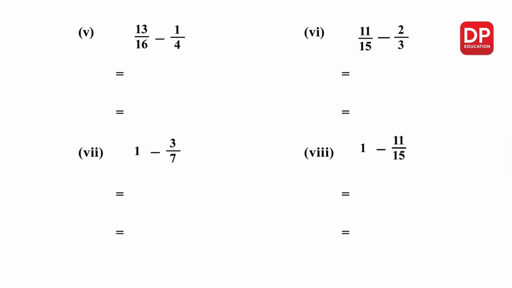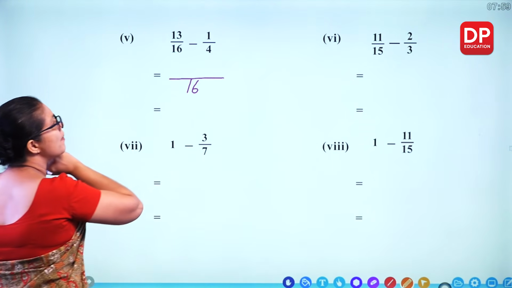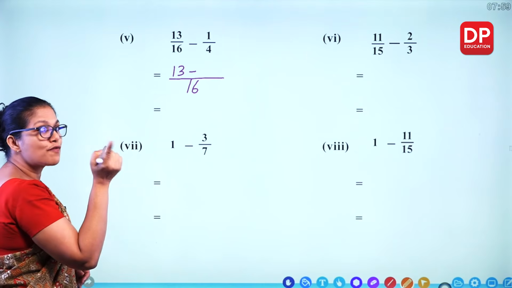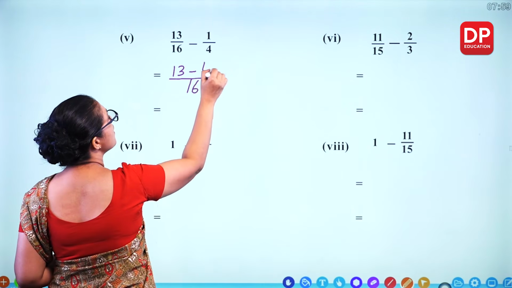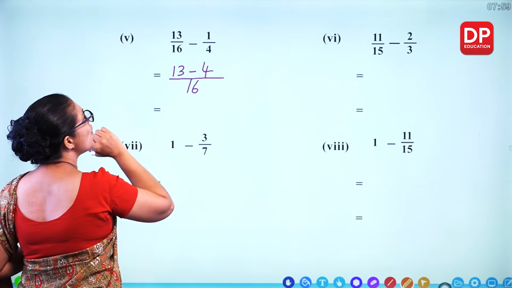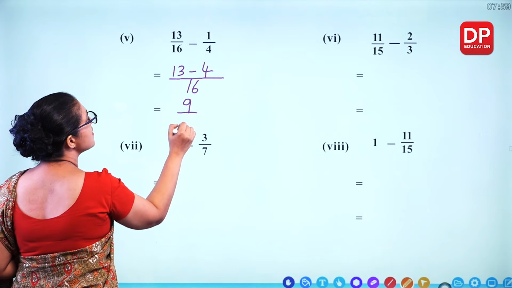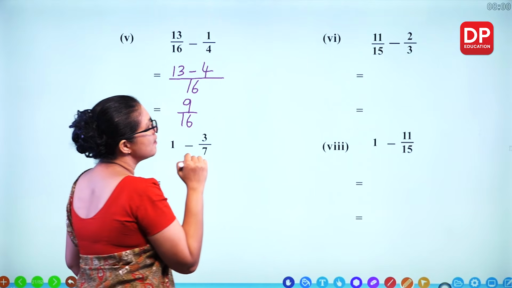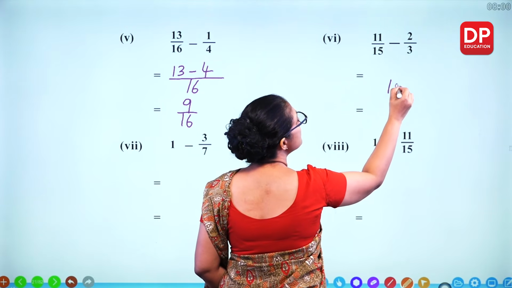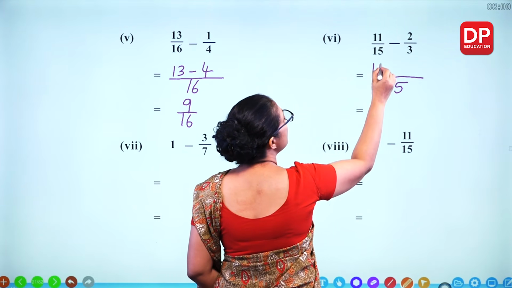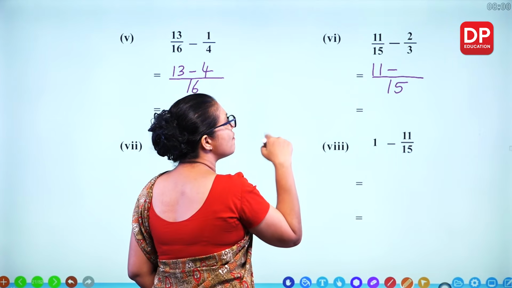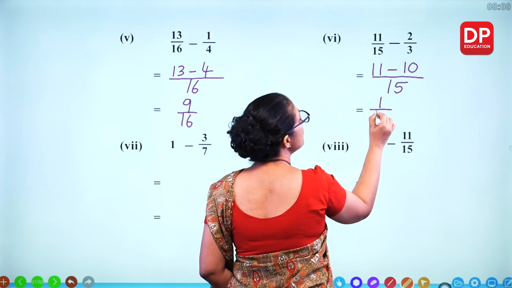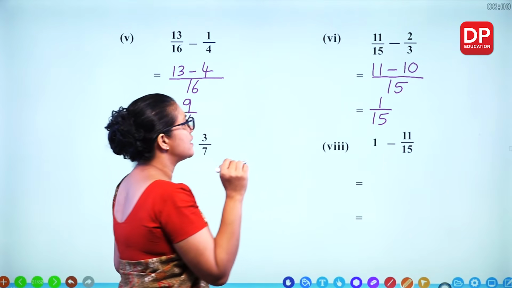16 and 4. 16 is the lowest common multiple. 13 there, minus 4 times 4, 16. So 4 times 1, 4. 13 minus 4, you get 9. So answer is 9 over 16. 15 and 3. 15 is the lowest common multiple. 11 is there, minus 5 times 3, 15. 5 times 2, 10. So 1 over 15.